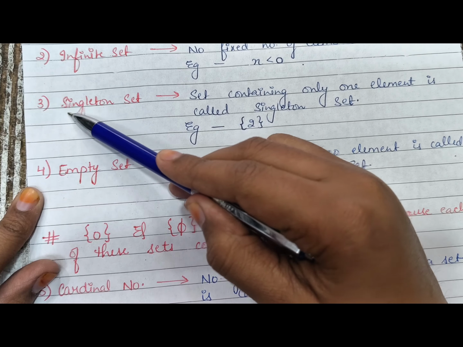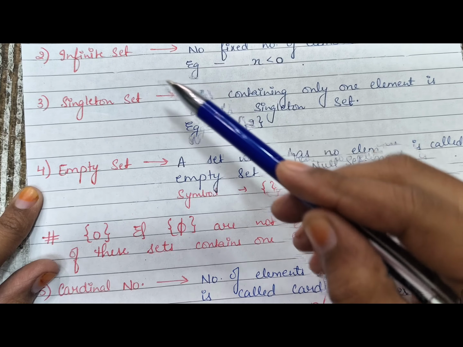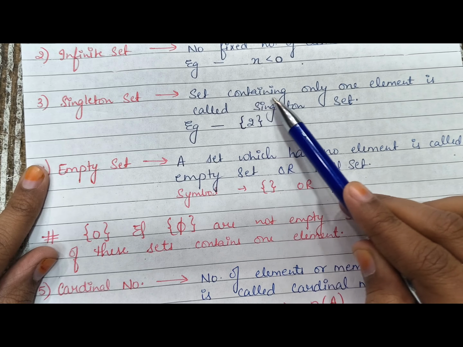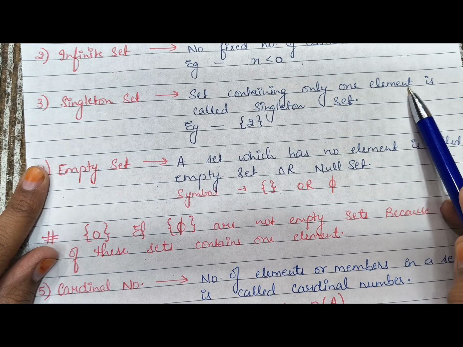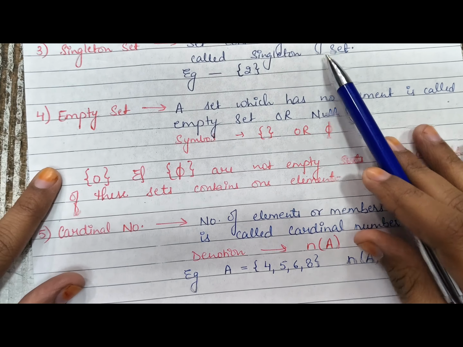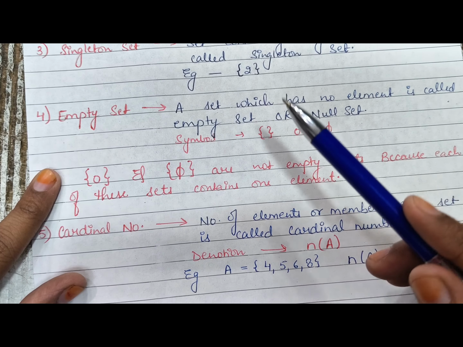Singleton set. As the word said, singleton, that means single. In this type of sets, element is single in number. Set containing only one element is called singleton set. For example, 2. This is a single element in this type of set.